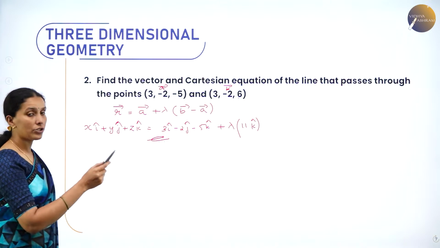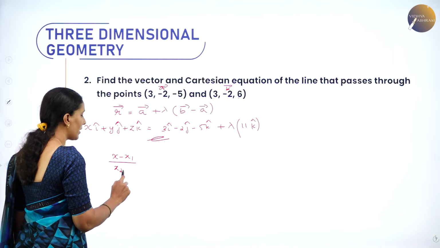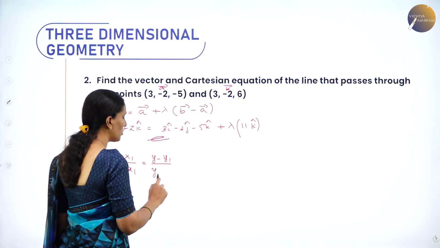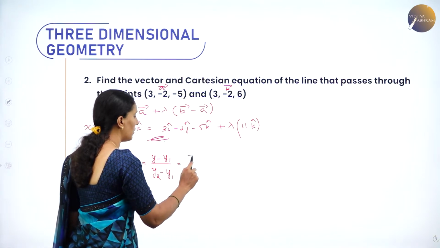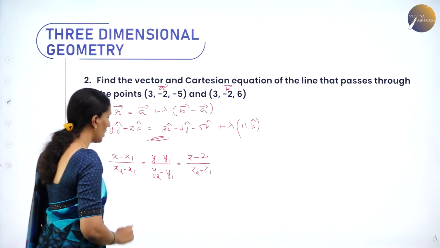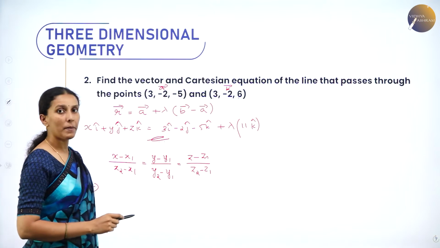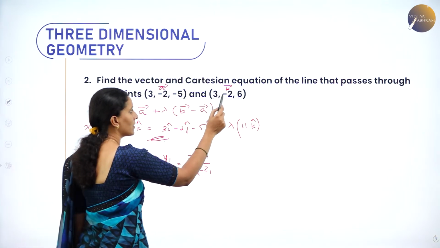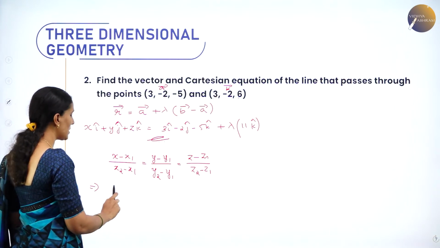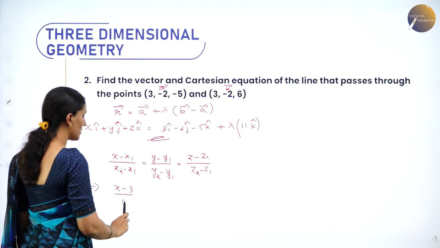Now coming to the Cartesian form of the equation, we have (x − x1)/(x2 − x1) = (y − y1)/(y2 − y1) = (z − z1)/(z2 − z1). Now we will take x1, y1, z1 as 3, −2 and −5. Again x2, y2, z2 is 3, −2, 6. So x minus x1 means it is x − 3. x2 minus x1 means 3 minus 3, it is 0.